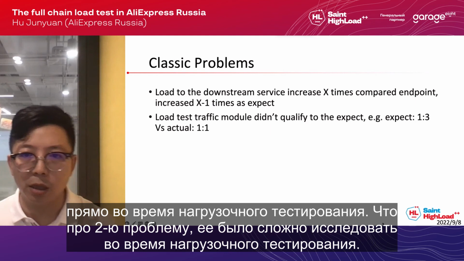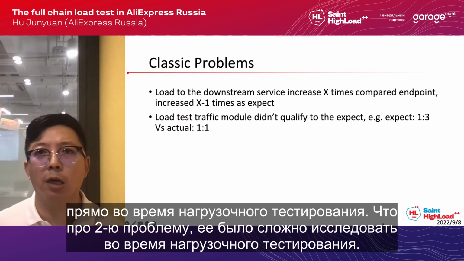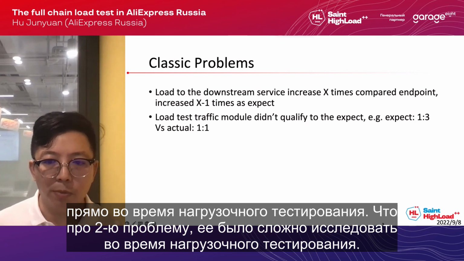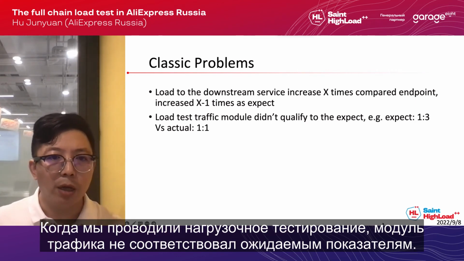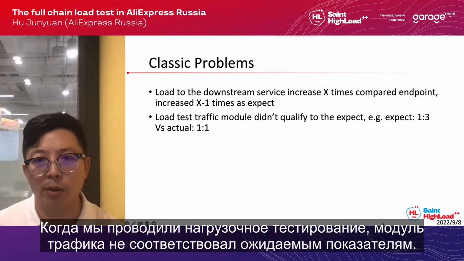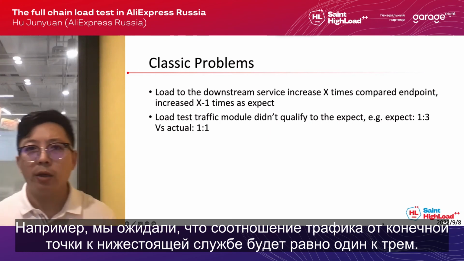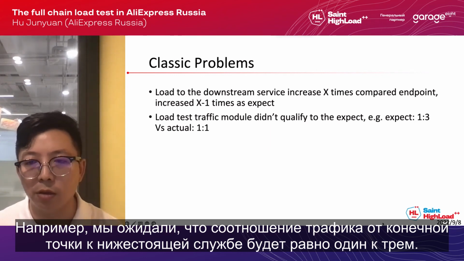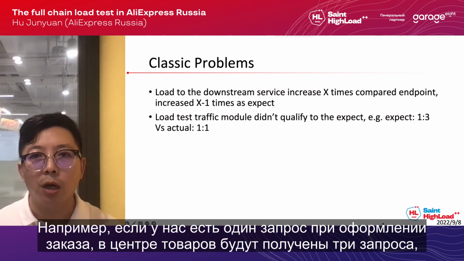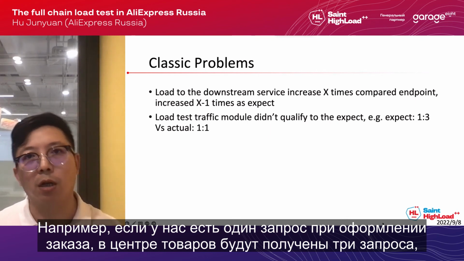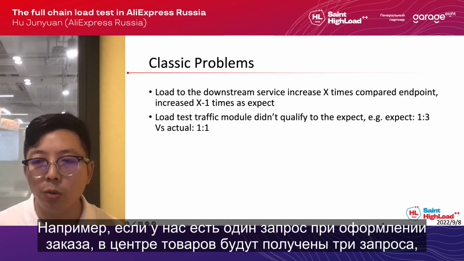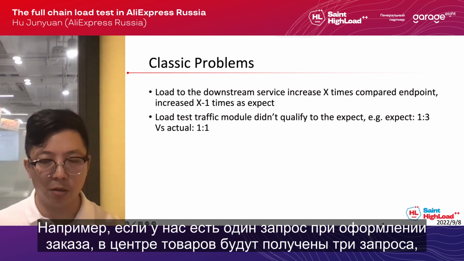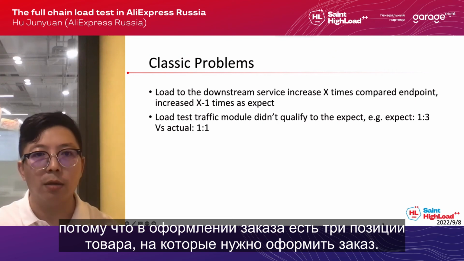And the second problem was a little hard to investigate. When we were running the load test, the traffic model did not match what we expected. For example, we expect the traffic ratio from the endpoint to the downstream service to be 1 to 3. If we have one request from the checkout, there will be 3 requests received in the item center, because in the checkout there are 3 product items to be ordered.